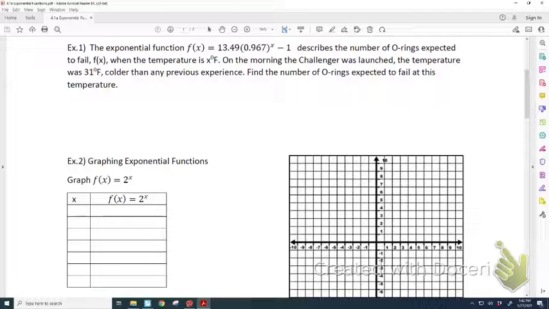In this situation, we're looking at O-rings on the space shuttle, the Challenger, that ended up not making it. So they had this function here to predict the number of O-rings that would fail, and if an O-ring failed, the shuttle would fail. On the day that it launched, it was 31 degrees, and that is what x symbolizes, the temperature that day. To do this, we're going to plug in 31.